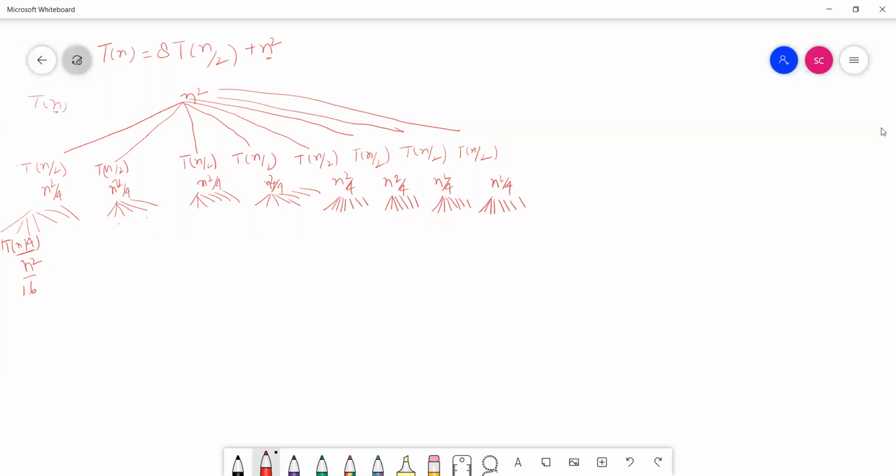So how to write it? Here we are getting n square work. Here we are doing it 8 times, so 8 n square by 4. Here we have 16 n square for 1, so 16 n square by 16, that is 8 n square. Here we are getting 8 n square, and likewise at each of these. So 8 n square upon 16, we are getting 8 times.